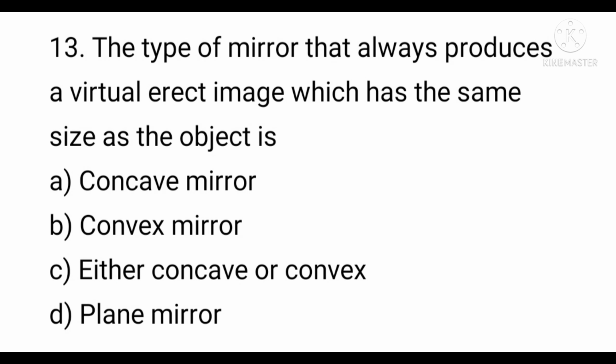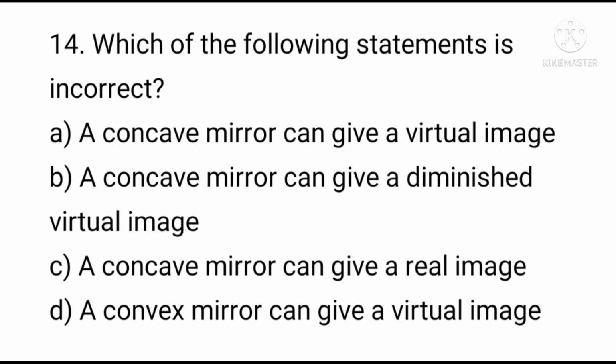Question number 13. The type of mirror that always produces a virtual erect image which has the same size as the object is: option A, concave mirror; option B, convex mirror; C, either concave or convex; option D, plane mirror. Correct answer is option D, plane mirror.